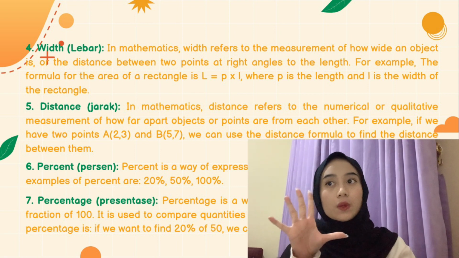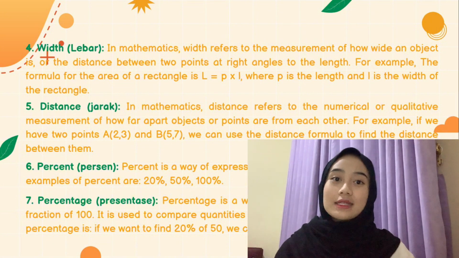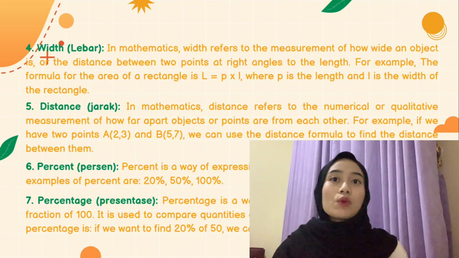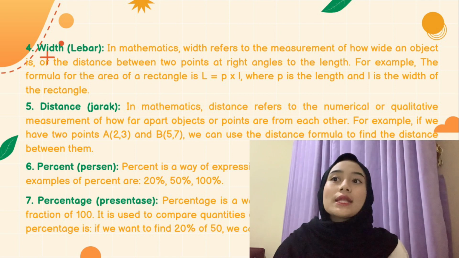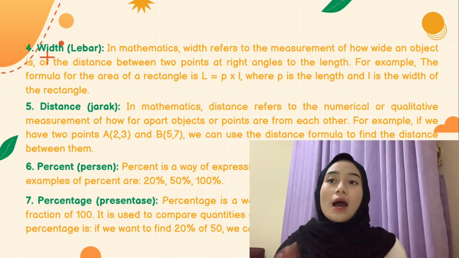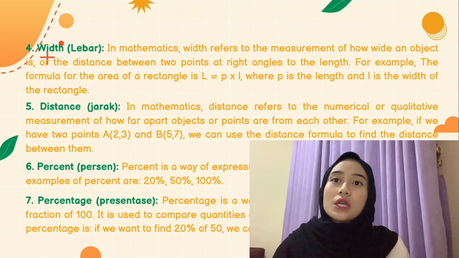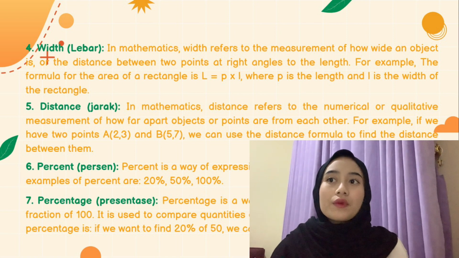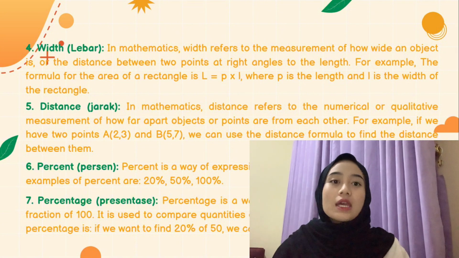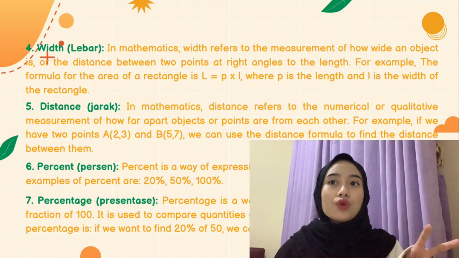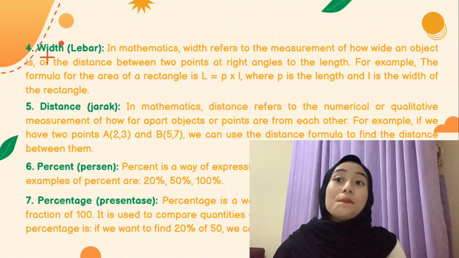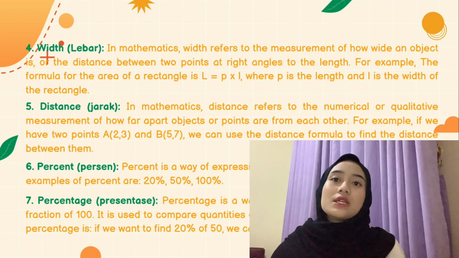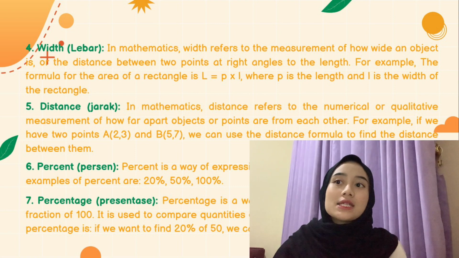Fifth vocabulary is distance, or in bahasa is jarak. In mathematics, distance refers to the numerical or qualitative measurement of how far apart objects or points are from each other. For example, if we have 2 points, A is (2,3) and B is (5,7), we can use the distance formula to find the distance between them.